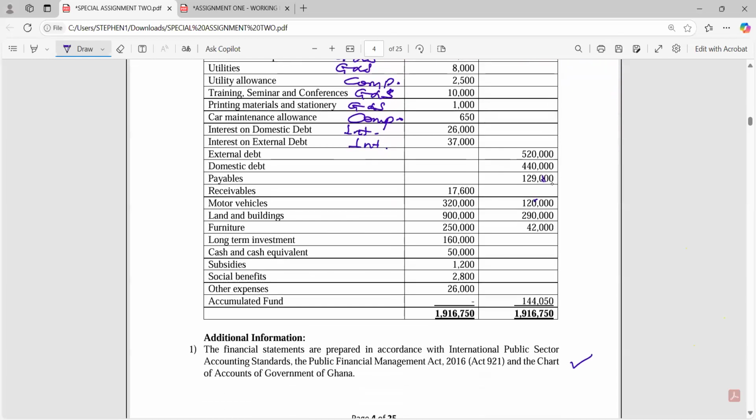Good. Let's go. Receivable is a balance sheet item. Motor vehicle, balance sheet. Land and building, balance sheet. Furniture, balance sheet. Long-term investment, balance sheet. Cash and cash equivalent, balance sheet.